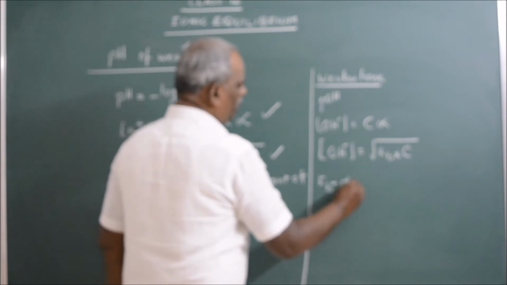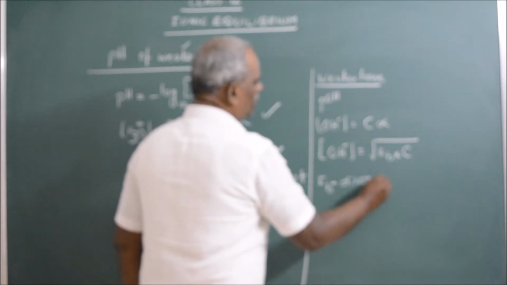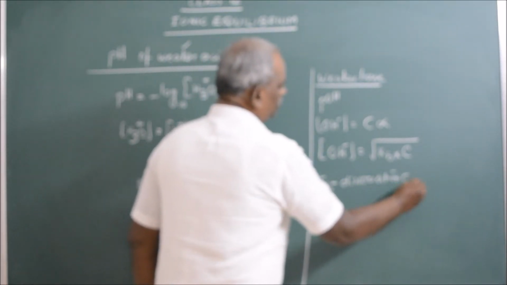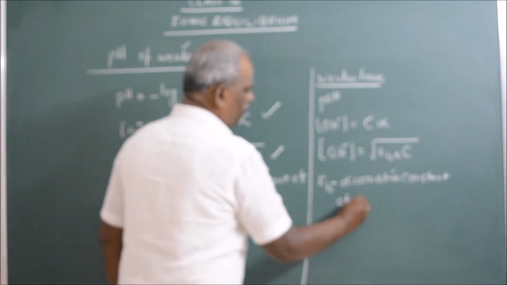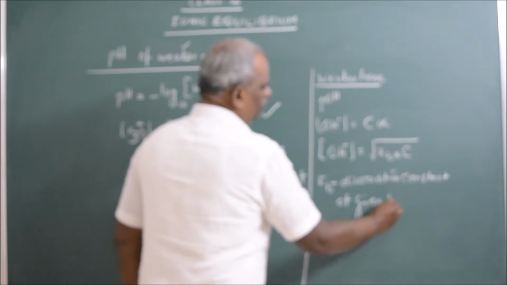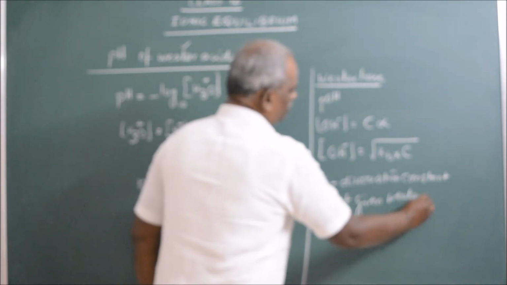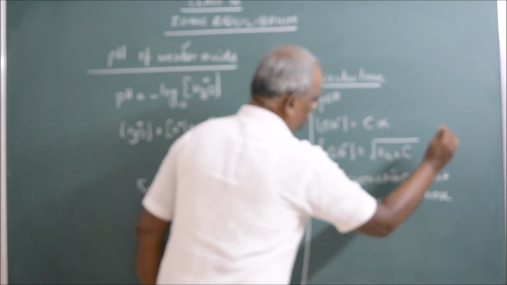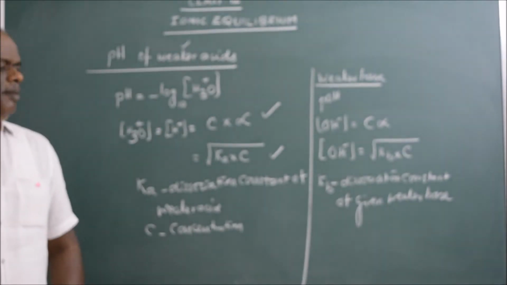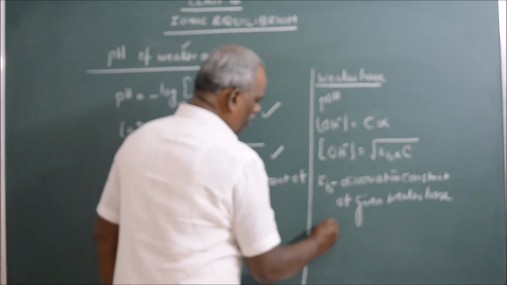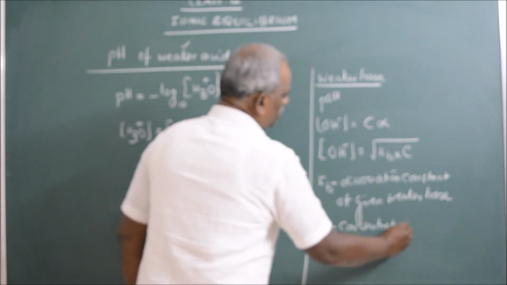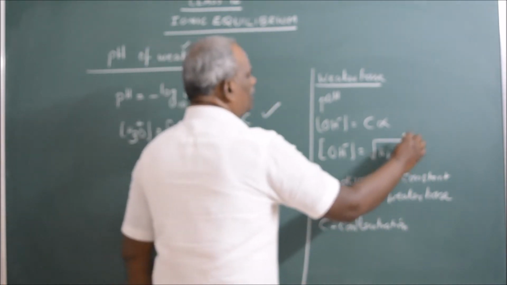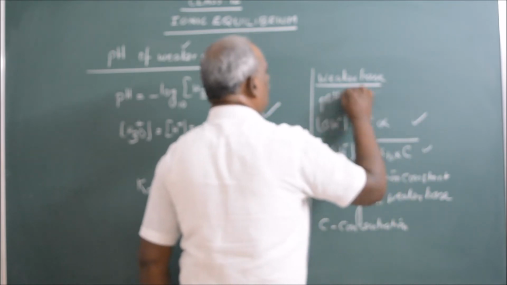Kb is nothing but the dissociation constant of the given weaker base. Yes, if you are given the Kb value, that can be multiplied with the concentration of the base. So this is the way by which we can get the hydroxyl ion concentration for a weaker base.